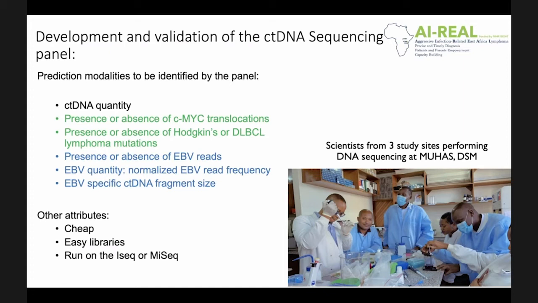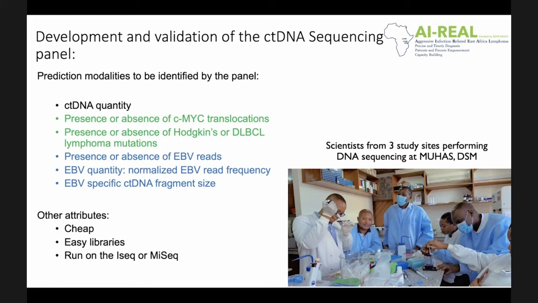With respect to the EBV DNA, we will look for presence or absence of EBV and specific strains, and then quantify EBV in a semi-quantitative way using the read frequency of the EBV DNA, and then look at the EBV specific fragment size difference compared to human DNA. The other attributes of the test, of course, is that it has to be cheap, that the libraries have to be easy to prepare, and that it can be run on a relatively low throughput Illumina sequencer.